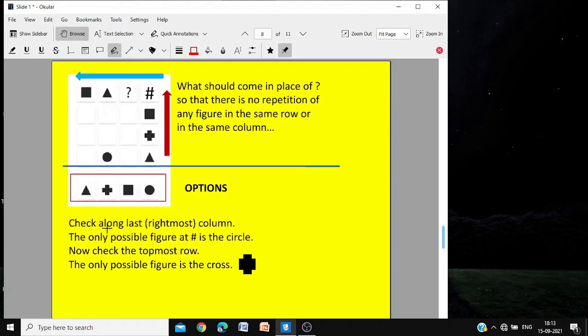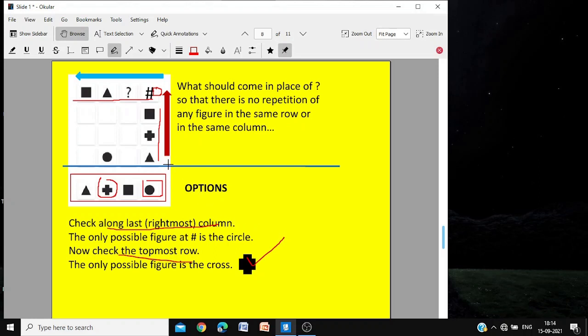Now, first we check along the last or rightmost column. In this column, we see that 3 of the symbols are present. The only symbol which is not present is the circle. So circle must occupy here. Now we check the topmost row. The only figure which is not there is the cross. This is the only one which is not there. So this should be put in the place of question mark.